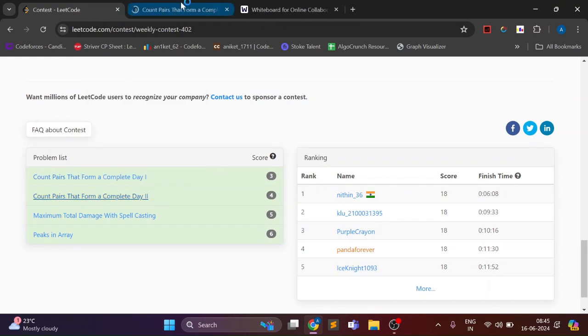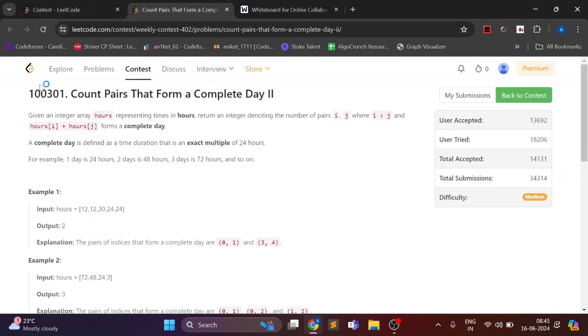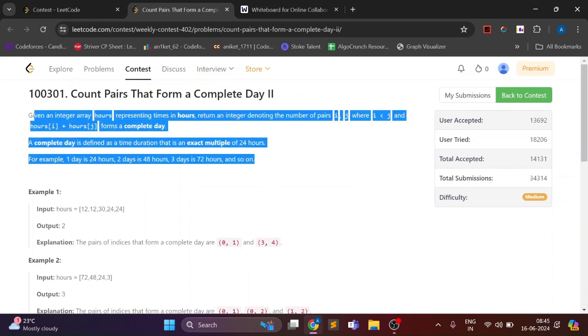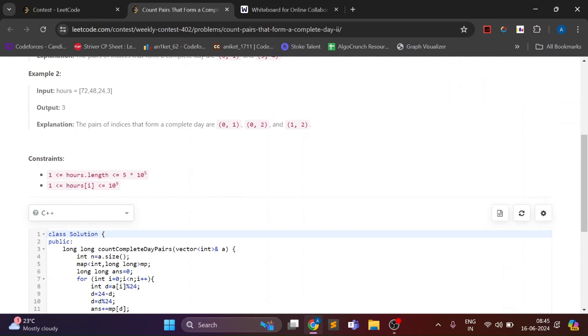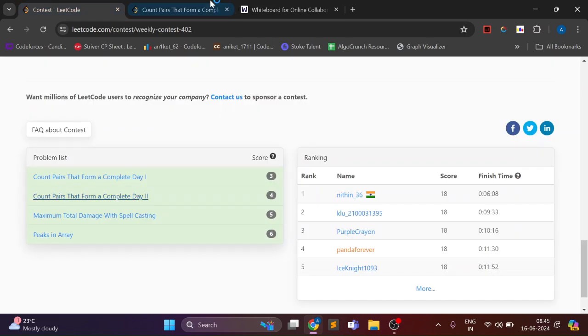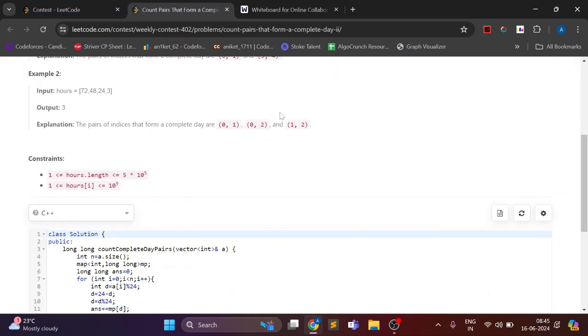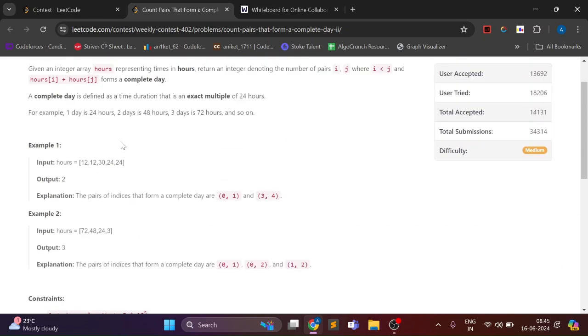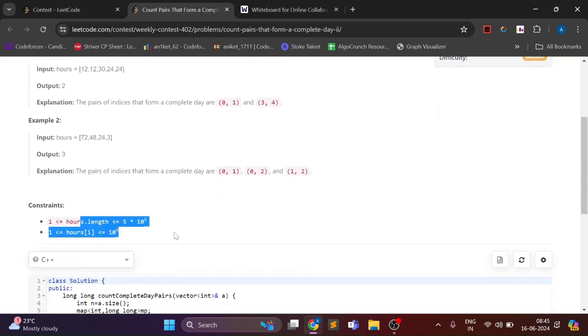Now the second part of this question. In this question the problem statement is the same, but the constraints over here are bigger. In this problem, the size of the vector can be 5 into 10 raised to power 5, but in the first case it was 100. That's why the n square solution was working. But in this case we have to write a linear or logarithmic solution.